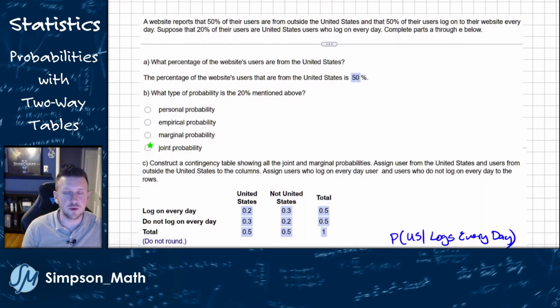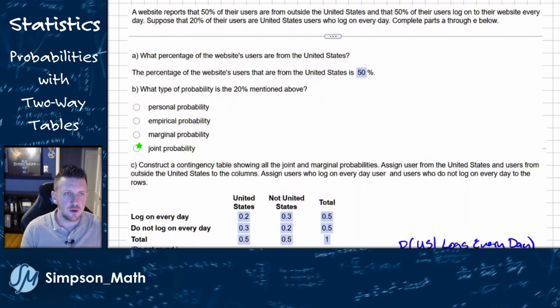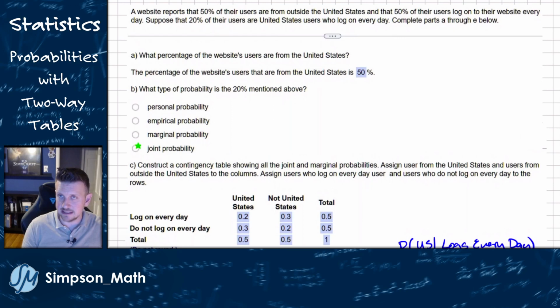All right, this last one we're going to cover says a website reports that 50% of their users are from outside the United States, and that 50% of the users log onto the website every day. Suppose that 20% of their users are United States users who log on every day. Now let's complete these questions. What percentage of their website's users are from the United States? That's just grabbing the given information.